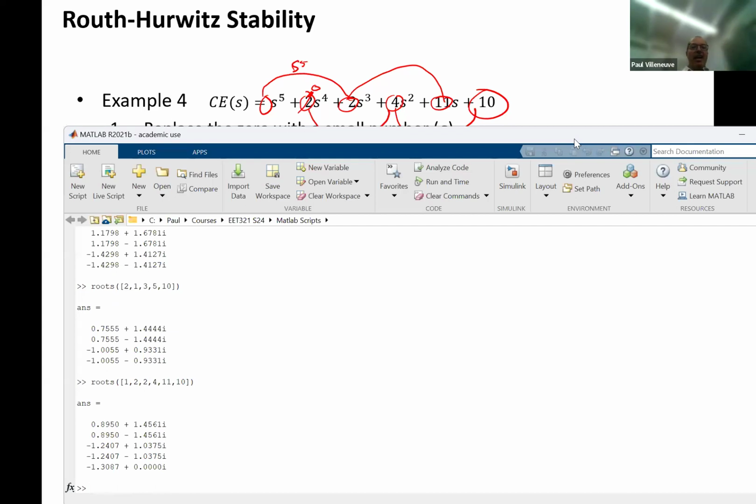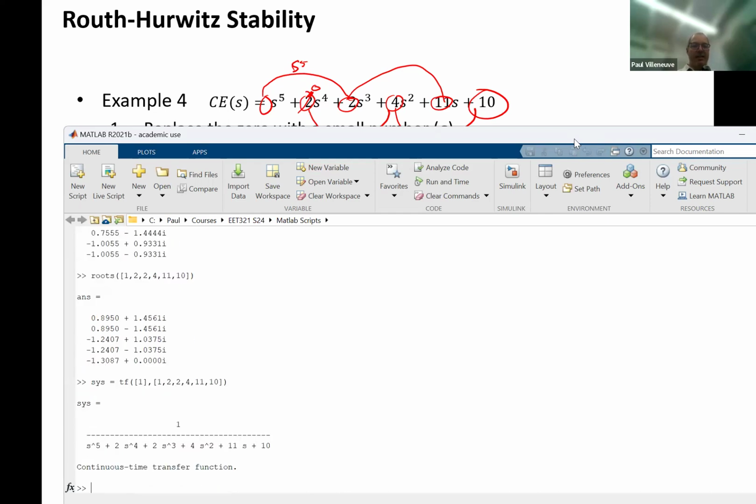You can see that I've got a positive 0.755 plus j. If you don't like it, you can always go back and just do this every time. It works really well. And then we do our 1, 2, 2, 4, 11, and 10. Close that. And then pzmap it.